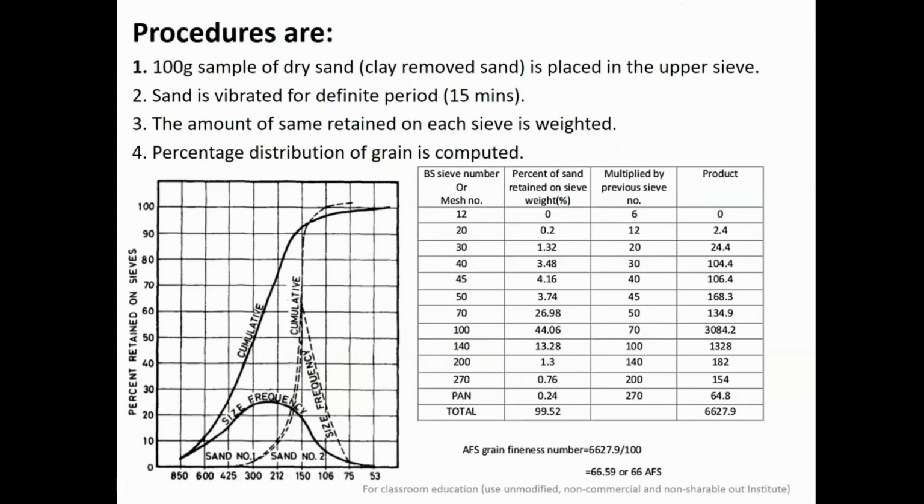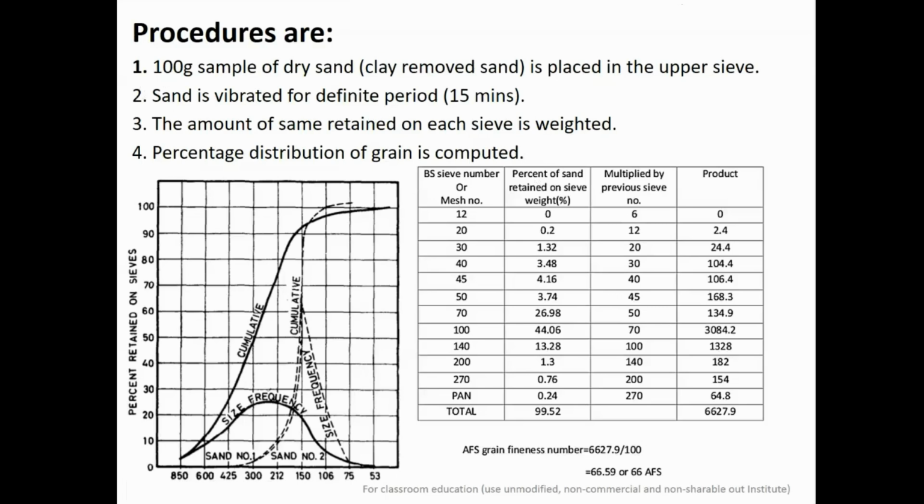First of all, you take a 100-gram sample of dry sand, and then you remove the clay contents with the help of the procedure described in the previous slide. That 100-gram sample of dry sand is placed in the upper sieve. This upper sieve is mainly of coarse mesh size, and this sample is vibrated for a definite time period. As per the standard, this is approximately 15 minutes.